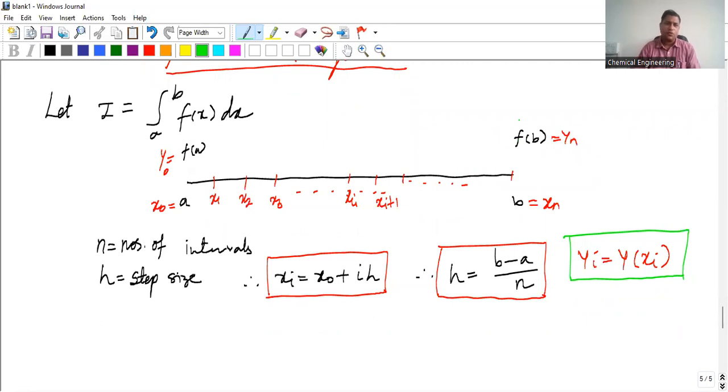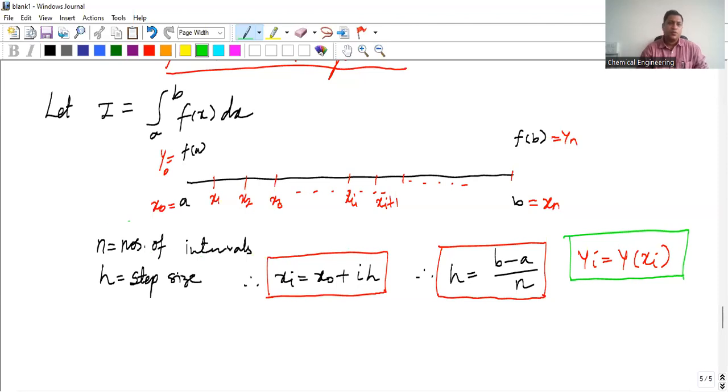So x0, y0 is the initial pair, and xn, yn is the final pair. These are called extreme values, extreme end values. So y0, x0 is the first end, and yn, xn is the last end. So these are also called extreme values. Then we know odd and even terms. So x1, x3, x5 are going to be odd terms, and x2, x4, x6 are going to be the even terms.